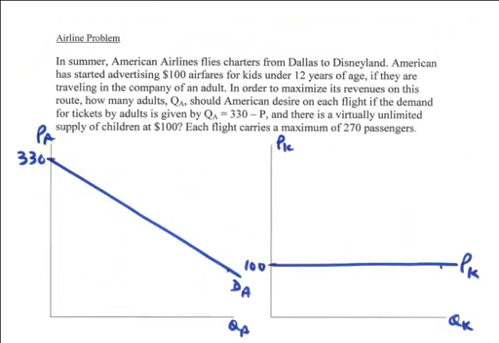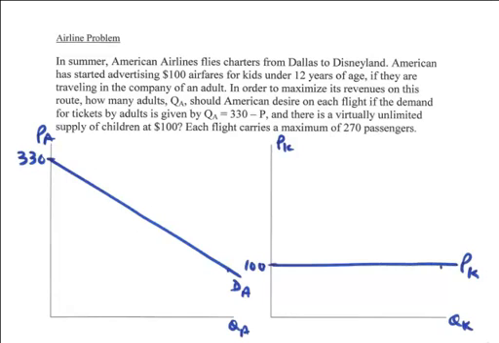We're changing the problem slightly, and in this particular version of the problem, we're going to have a fixed price for one market segment and a negatively sloped demand for the second market segment. This problem reads as follows. In summer, American Airlines flies charters from Dallas to Disney, and it has started advertising $100 airfares for kids under 12 years of age if they are traveling in the company of an adult. In order to maximize revenues on this route, how many adults should American desire on each flight?